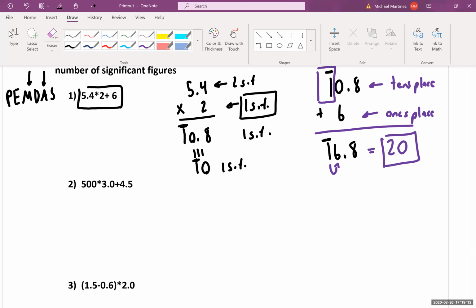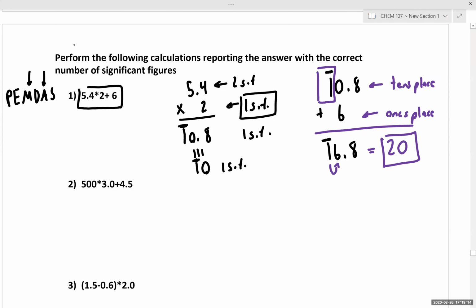Now, let's unpack this example. After multiplication, we care about sig figs. We retain the least number of sig figs, which is 2. That gives us 10.8. This 10.8 only has one sig fig, so we put a bar over the 1. This 10.8 can be functionally treated like 10 in terms of sig fig rules.